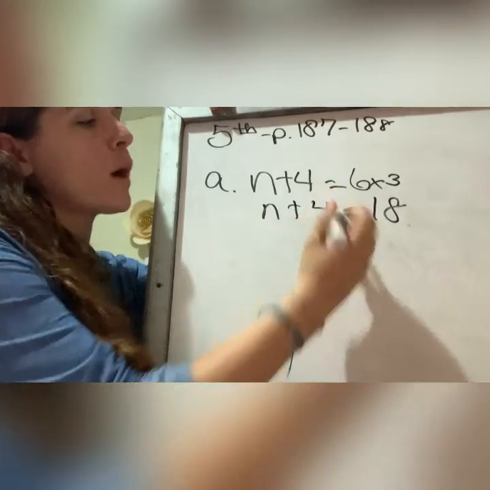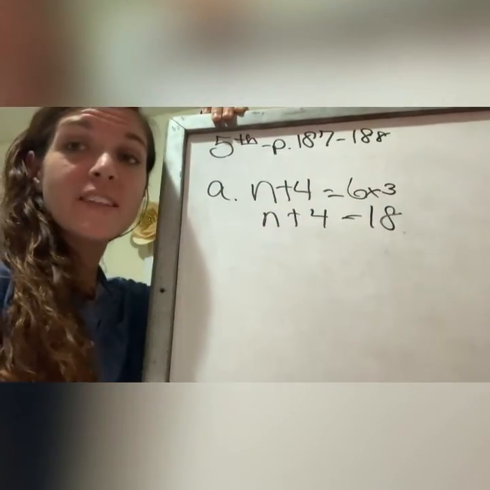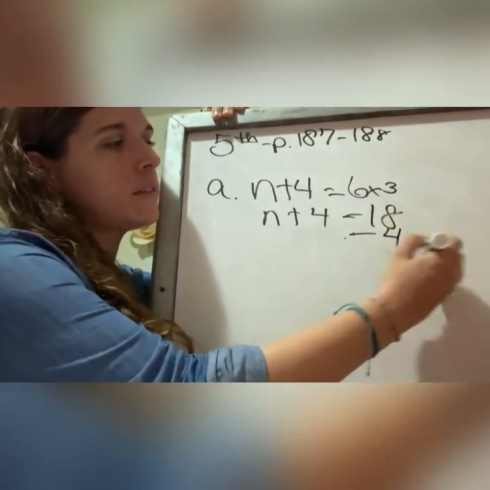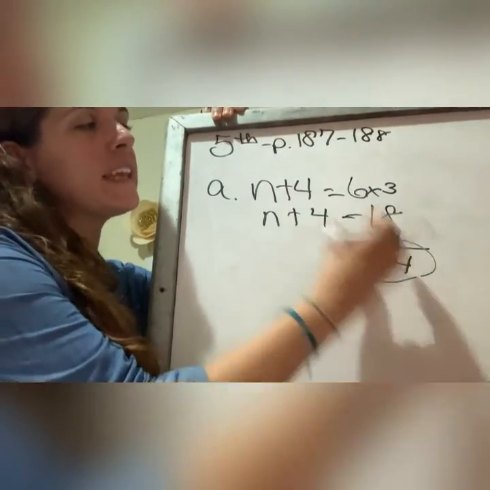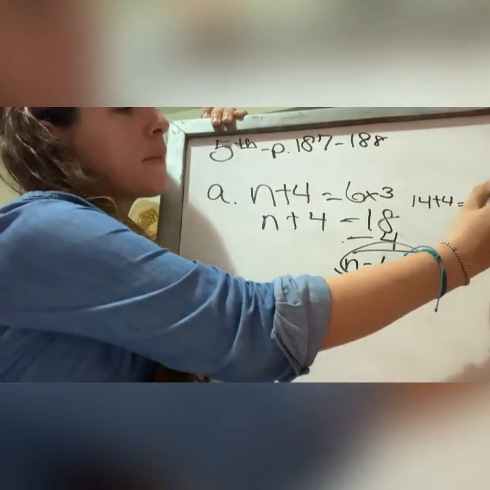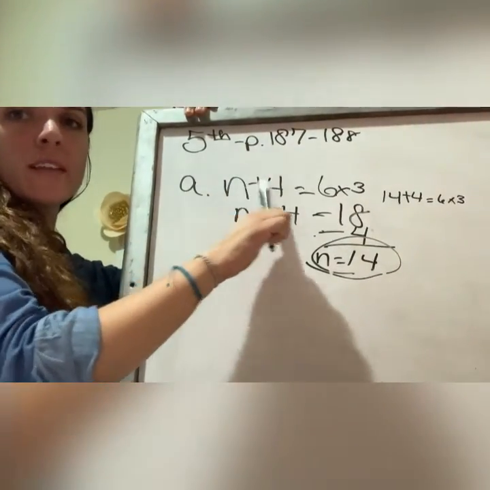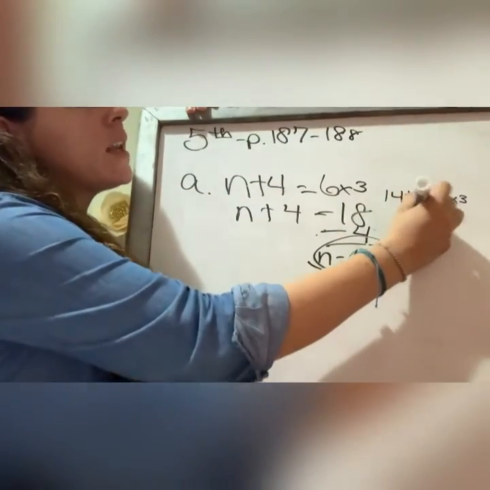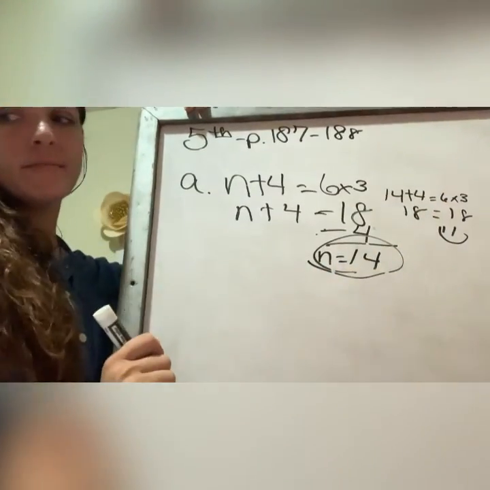N plus 4. Oscar, what's the 4 doing to the N? Adding. So what's the opposite? Subtracting. So we subtract over here. N equals 14. Then we check it. We put the 14 in for the N: 14 plus 4 equals 6 times 3. What's 14 plus 4? 18. What's 6 times 3, Abiel? 18. So we know that we are right.